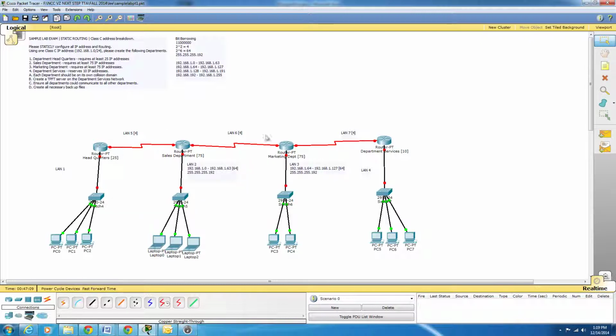So in the next segment, we're going to continue further into breaking down the remaining blocks of IP addresses that we have, and we're going to assign them to LAN 1, LAN 4, and LAN 5, 6, and 7. All right, I will see you guys in the next video.